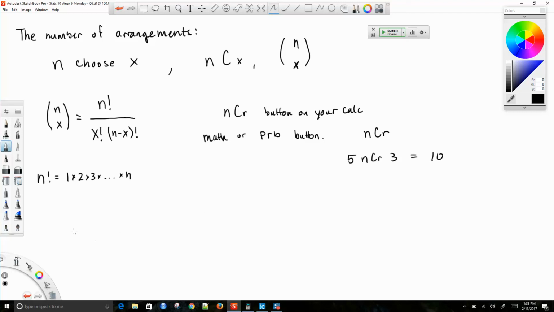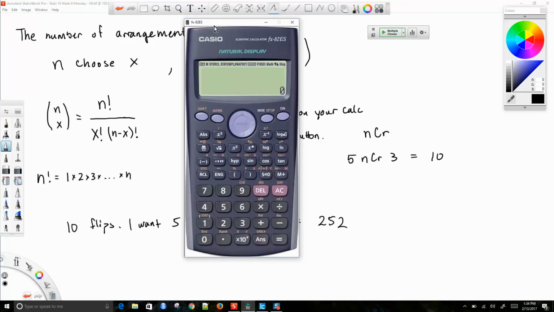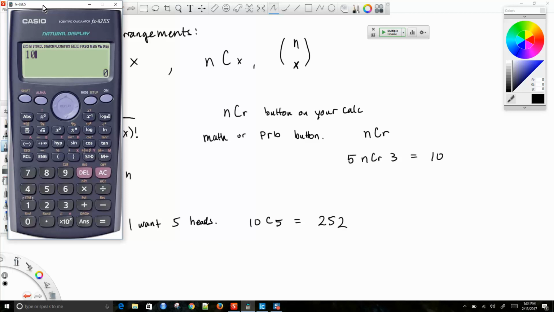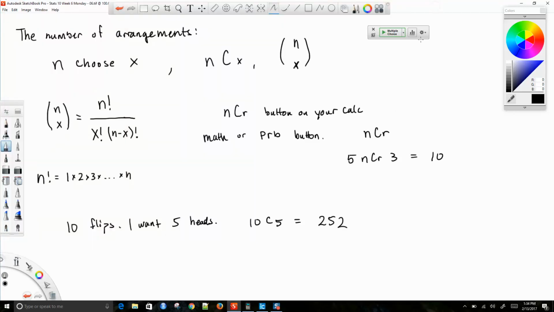For example, if I said I'm going to flip the coin 10 times, 10 flips, and I want 5 heads, the calculation would be 10 choose 5. It would be too much trouble to list this all out, and the answer there is 252. Now's a good time to make sure you can use your calculator. You do 10 choose 5 and I get 252. Is everybody able to use their calculator okay?